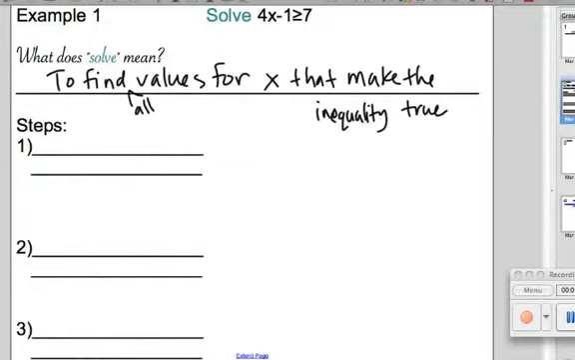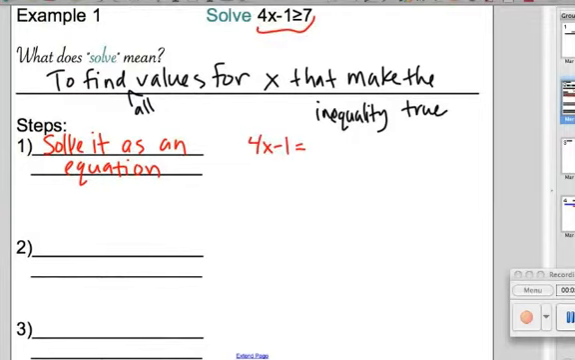It takes steps, thankfully, that are similar to your equation solving skills. The first step that I want you to think about is to solve it as an equation. So I'm going to take 4x minus 1 greater than or equal to 7, and I'm going to write it as an equation. I'm going to solve the equation. This will be simple. I can solve these equations.